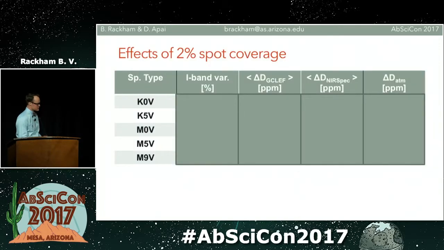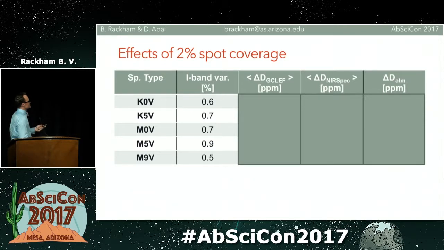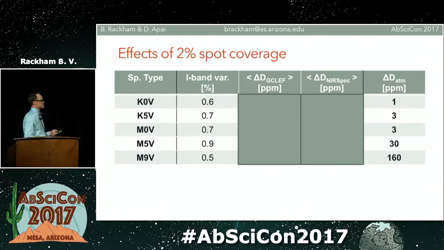So to summarize, we looked at K0 to M9, and we simulated the effect of spots. This kind of spot coverage, if you integrate it over the I band, would produce a rotational variation on the order of 0.5 to 1%. And the signals we'd be looking for from the planet are about 1 to 160 parts per million.